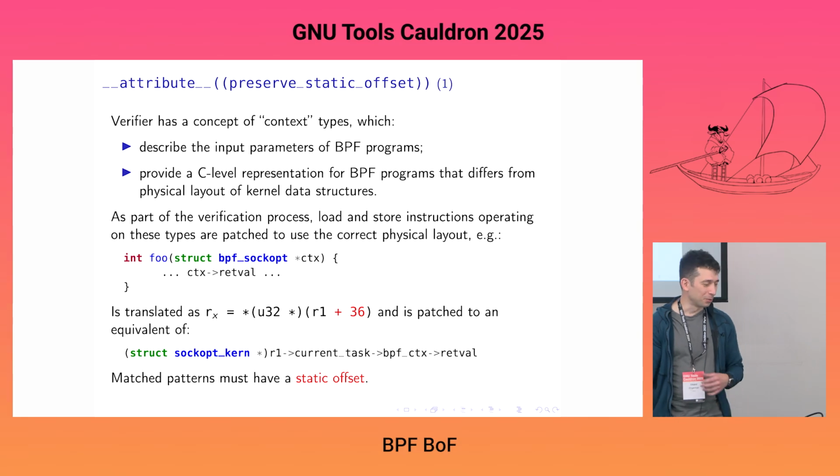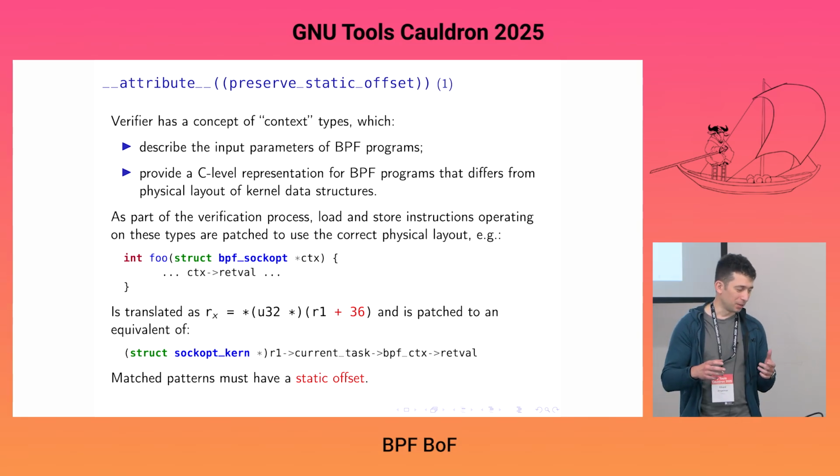Next, attribute preserve static offset. In the verifier, there is a concept of context types, and context is an input parameter for the program. Historically, this input parameter has a C representation, but it is not the true physical representation of the type. When the verifier processes the program, it remembers the places where context is accessed, and after verification is done, it does post-processing on the program. It matches load and store instructions with static offsets and replaces these loads and stores with correct access patterns.